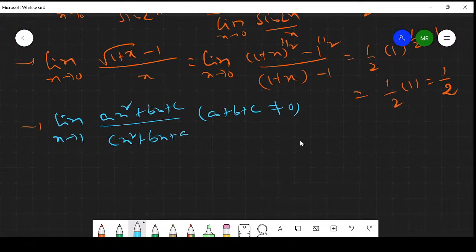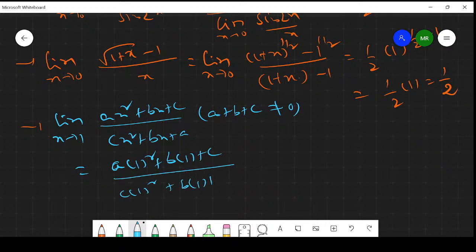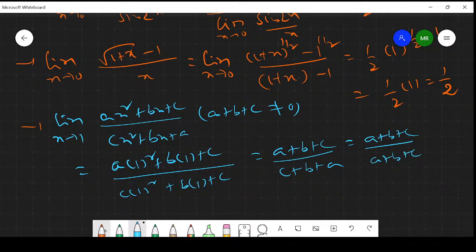If we substitute the limit, we get a into 1 square plus b into 1 plus c, divided by c into 1 square plus b into 1 plus c. It will be (a + b + c) / (c + b + a). Both are the same, so (a + b + c) / (a + b + c). When you simplify, the answer is 1.